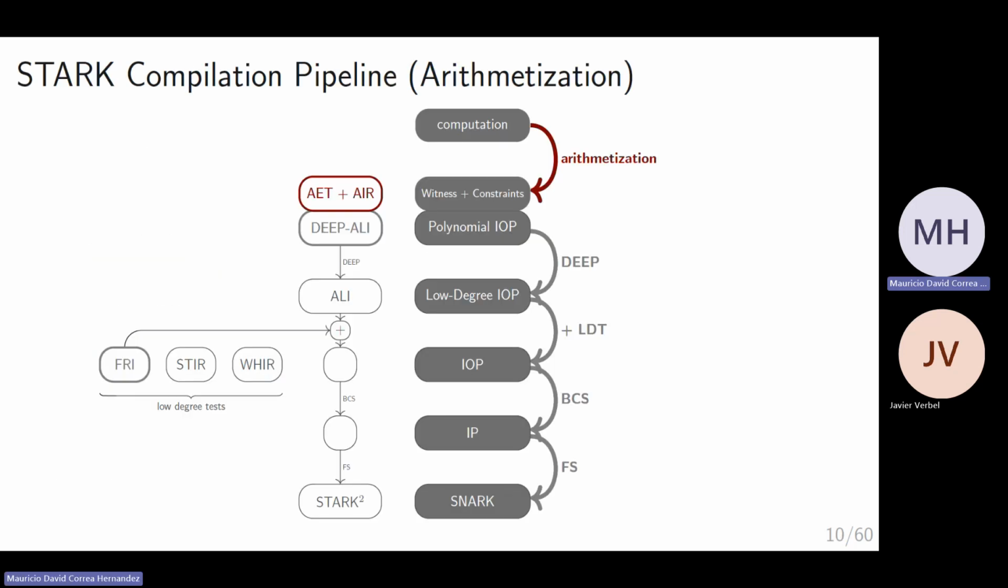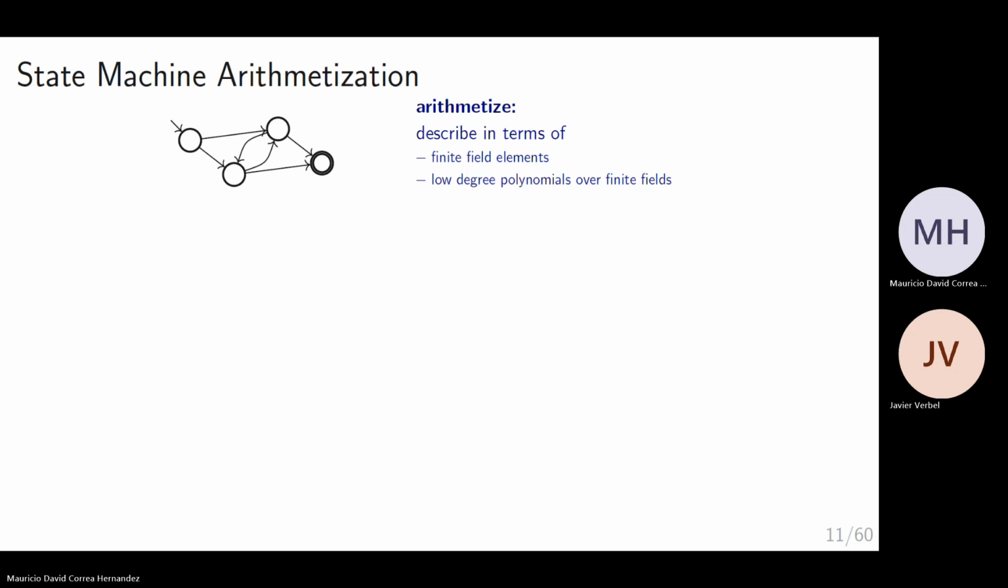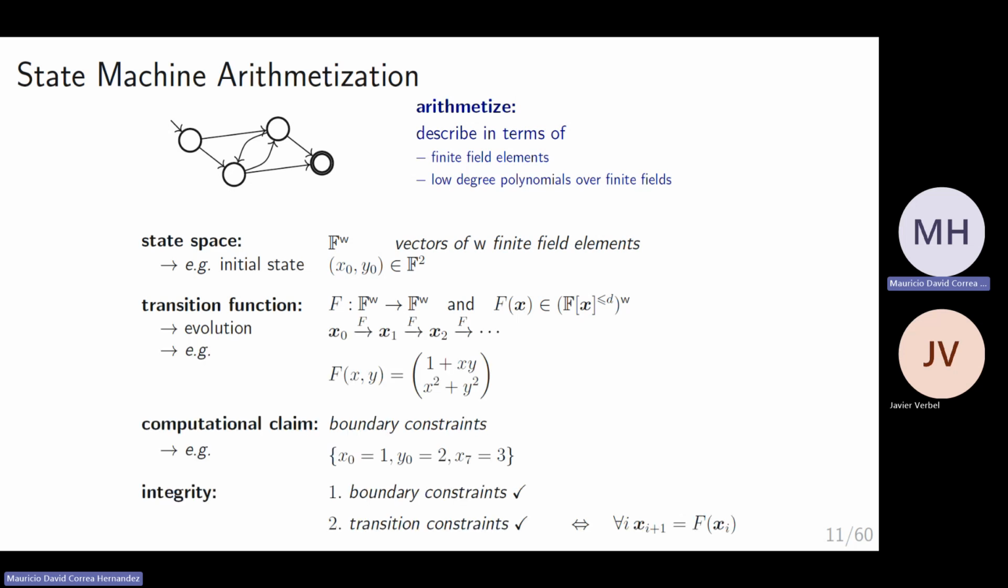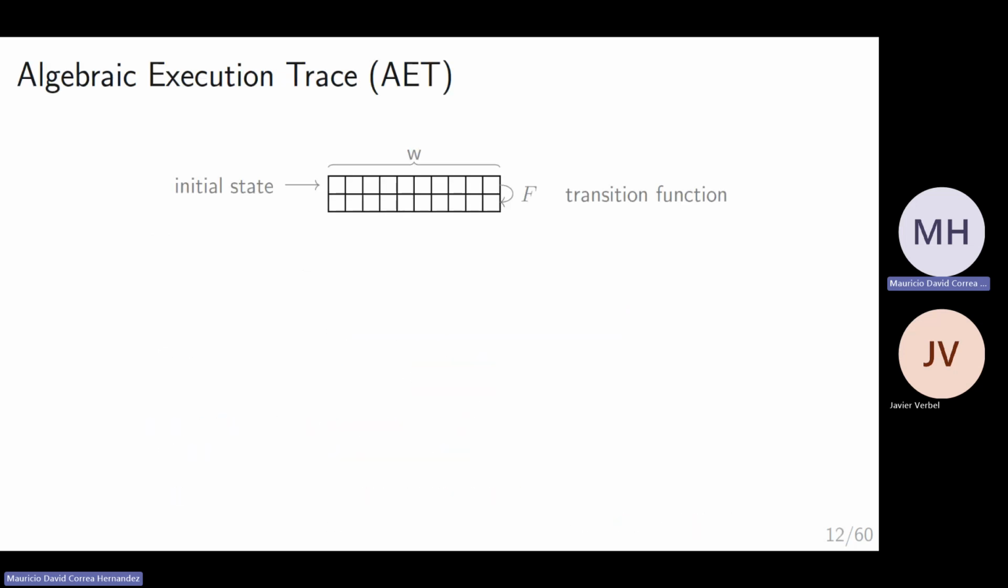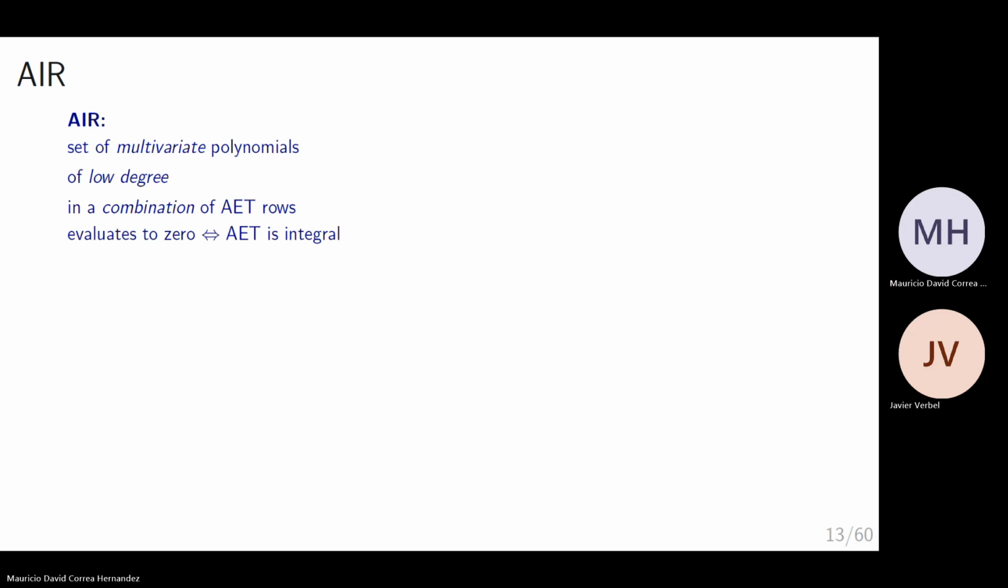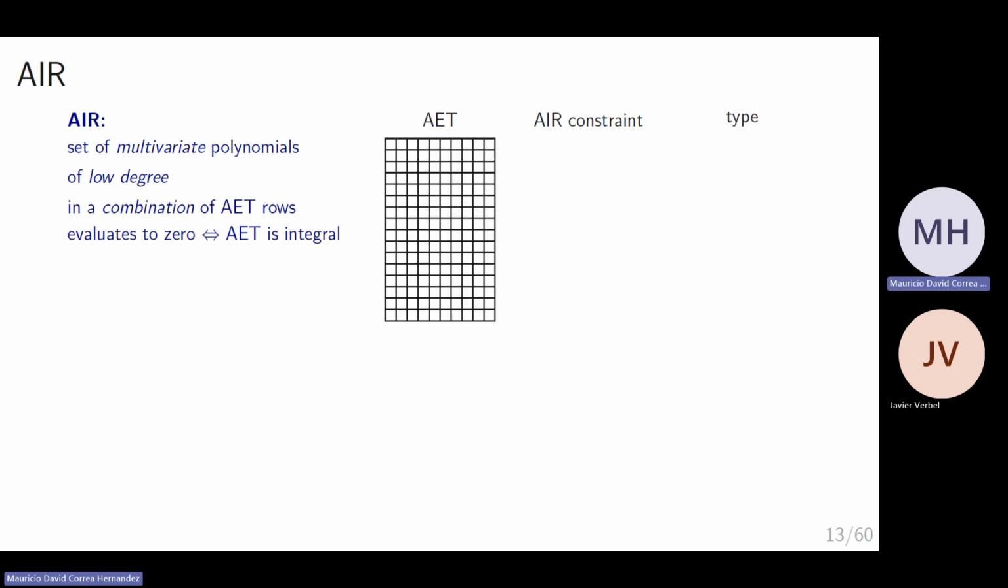All right, so we study arithmetization, where you need to define a state space, a transition function, a set of constraints, and so on. And we have the arithmetic execution trace, which is a table of values. Going down means going forward in time. And there is a bunch of multivariate polynomials that have to evaluate to 0 to indicate that they are satisfied.